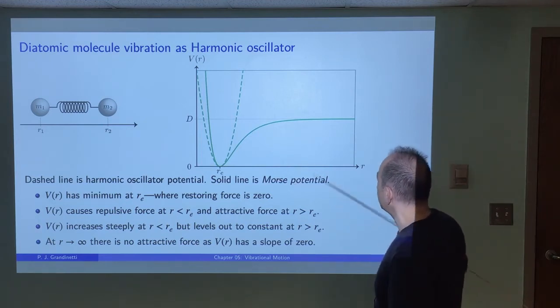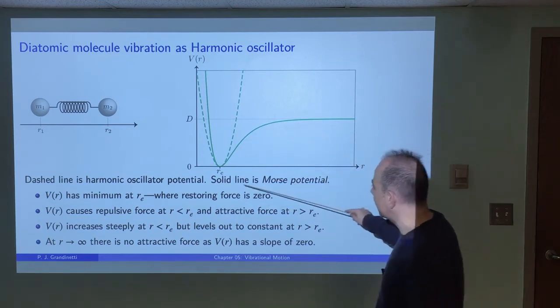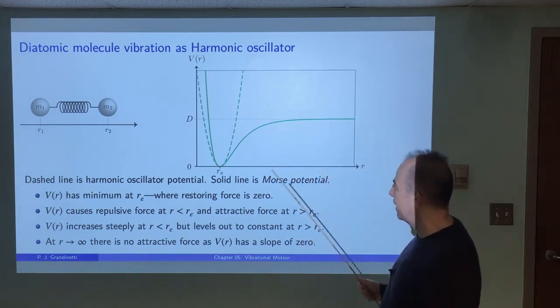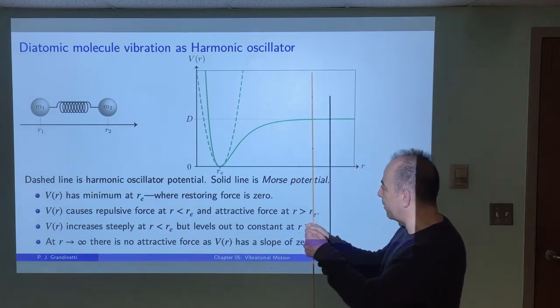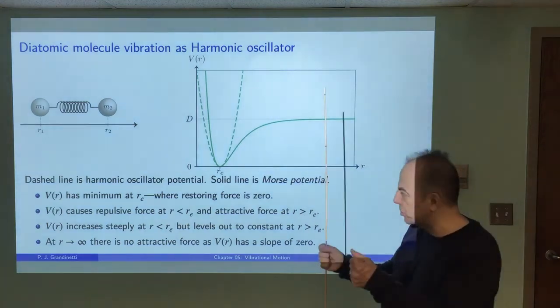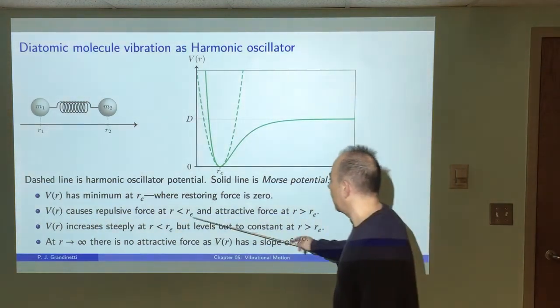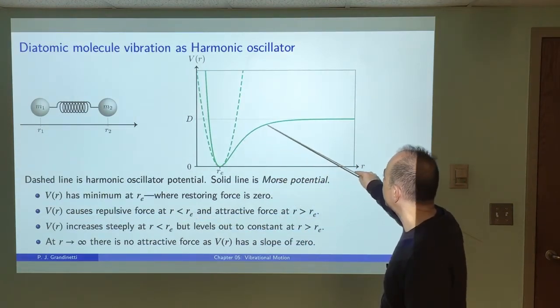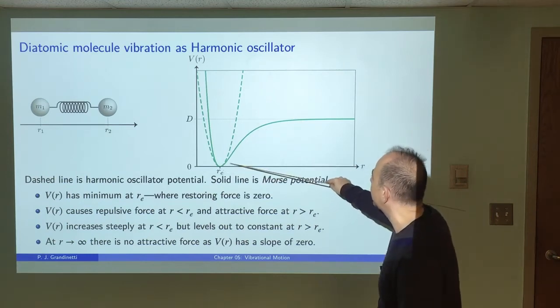Now, in this Morse potential, the solid line here, you can see that it goes up very steeply as you try to compress the two atoms together. As they come closer and closer, the potential rises up, and so there's a very strong restoring force pushing it back to the equilibrium position. But you also see that in this Morse potential, there's an asymmetry here.